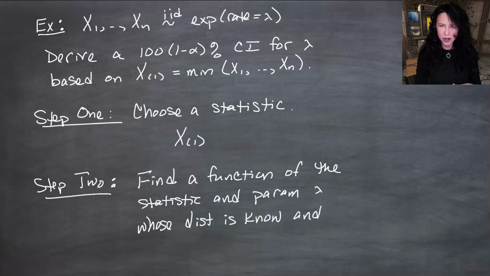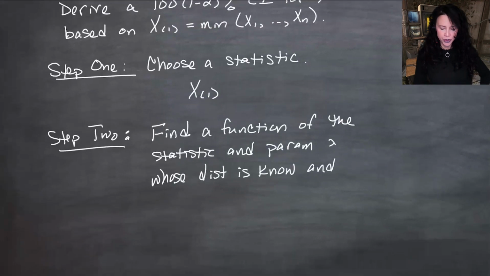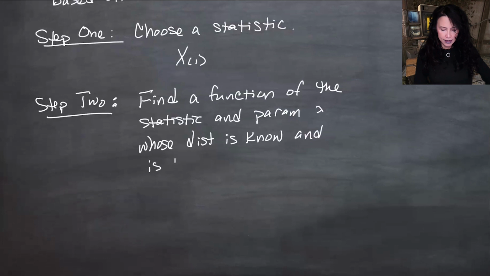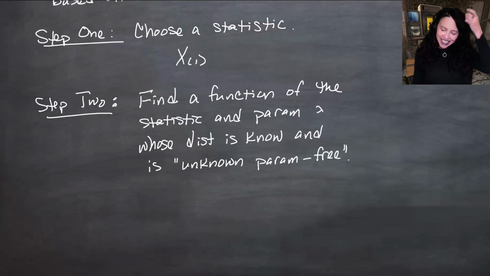And this part is kind of included in the distribution is known, but to be clear, is unknown parameter free. It's probably the least clear thing you've seen today. So what does that mean? The pivotal quantity, we need to know its distribution. Is it a normal? Is it an exponential? Is it Pareto? Is it something unnamed, but we have the PDF? And we want to make sure it doesn't depend on any unknown parameters. So in this case, we want to find a function of lambda and the minimum whose distribution does not depend on lambda and whose distribution we know.